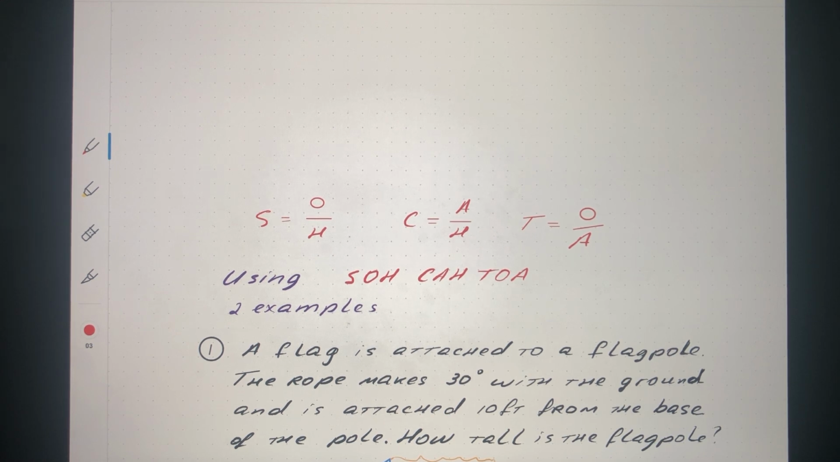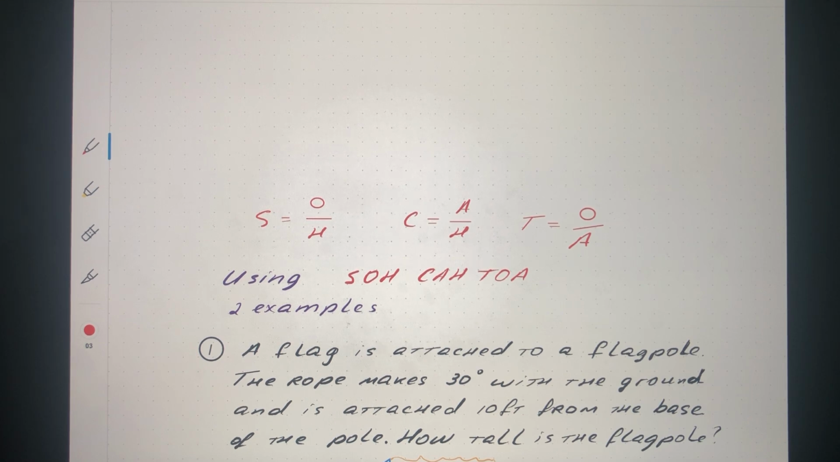The first one is we have a flag that is attached to a flagpole. The rope makes 30 degrees with the ground and is attached 10 foot from the base of the pole. How tall is the pole?